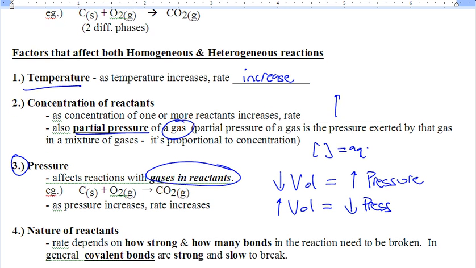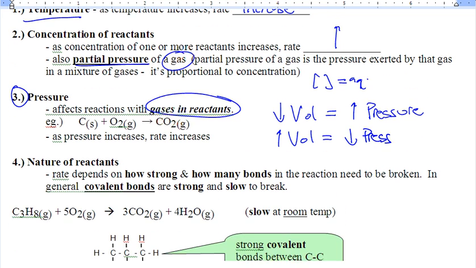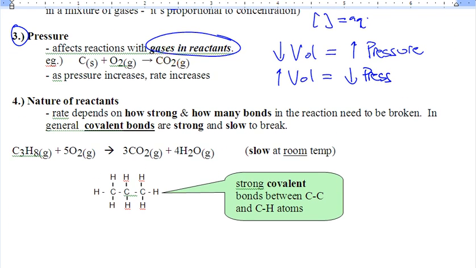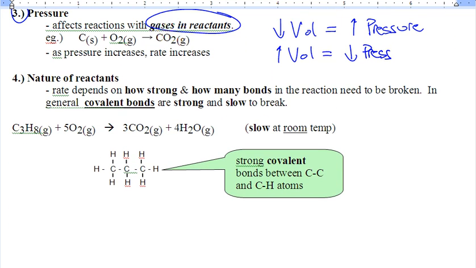The fourth one is new. The types of bonds in the reactants will determine how fast or slow the reaction is. If you have a lot of strong bonds, it will take a long time to react. So how do you know if something is strong? How do you know if something is weak?